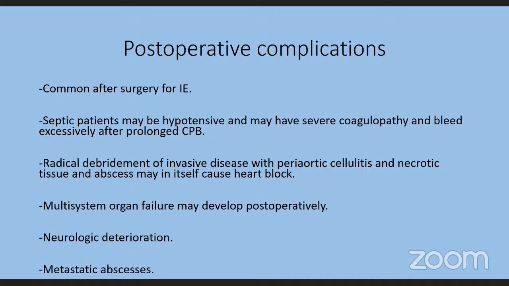Radical debridement of invasive disease with periaortic cellulitis, necrotic tissue, and abscesses may in itself cause heart block. So a permanent pacemaker will be needed postoperatively, or an epicardial lead may be needed during the operation. Multi-system organ failure may develop postoperatively. A rapid reversal of renal dysfunction caused by immune complex glomerulonephritis has been observed before. Neurological deterioration can occur with pre-existing cerebral embolisms, and metastatic abscesses, especially in the pulmonary, splenic, and hepatic sites. Large abscesses need to be drained, and in cases of splenic abscess, splenectomy should be done to avoid rupture.